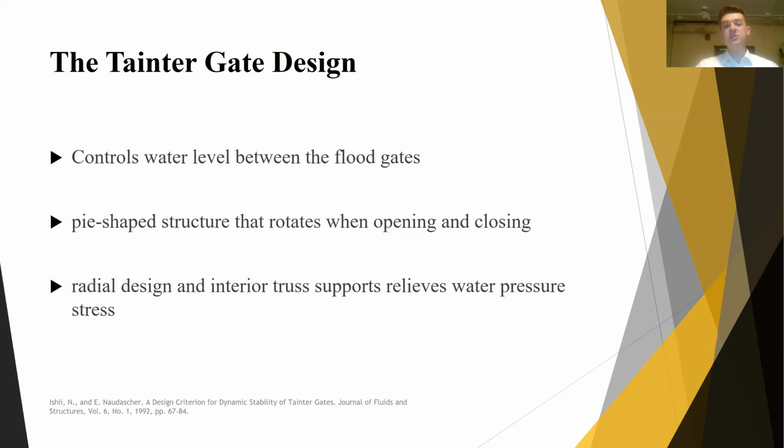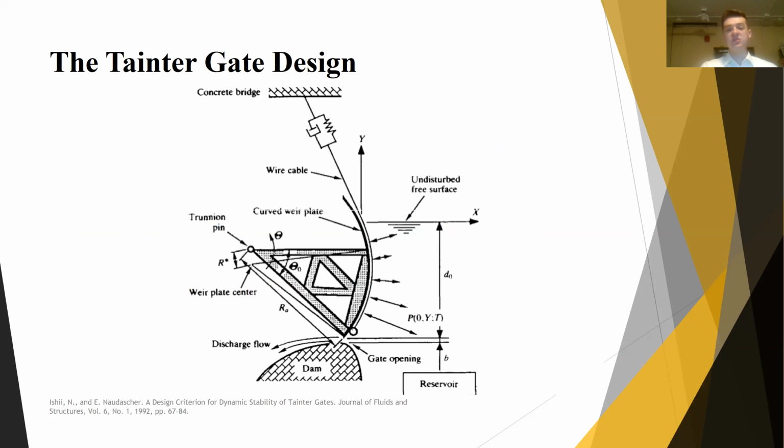One of the major engineering technical achievements achieved in this process was the Tainter Gate design. It's located between point A and point B. It just controls the water levels within the Riverwalk. It's a pie-shaped structure that rotates when opening and closing. As you can see, there's a steel plate that's reinforced by concrete.